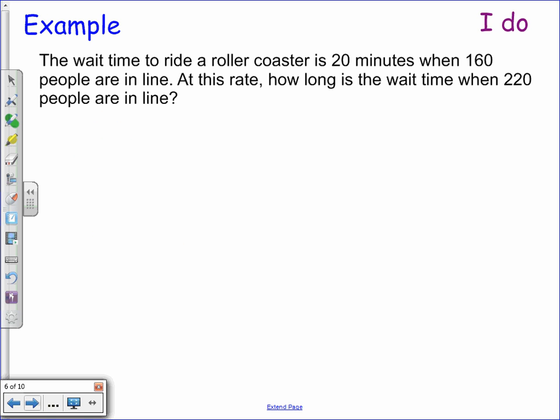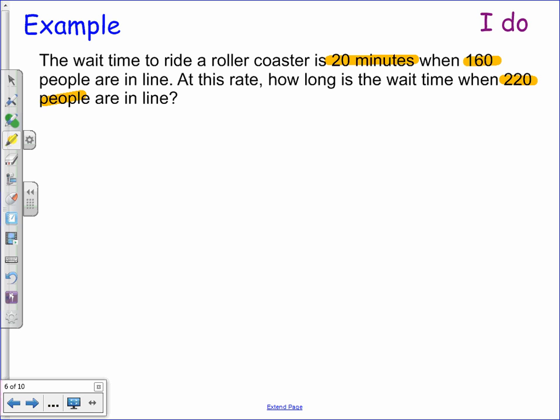All right, now we're going to get into some real world situations here. We have lots of word problems. The wait time to ride a roller coaster is 20 minutes when 160 people are in line. At this rate, how long is the wait time when 220 people are in line? First of all, we have to pick apart our problem. What is it that we know? Well, we know that for 160 people, the wait time is 20 minutes. And we're trying to figure out how long it is for 220 people, right?